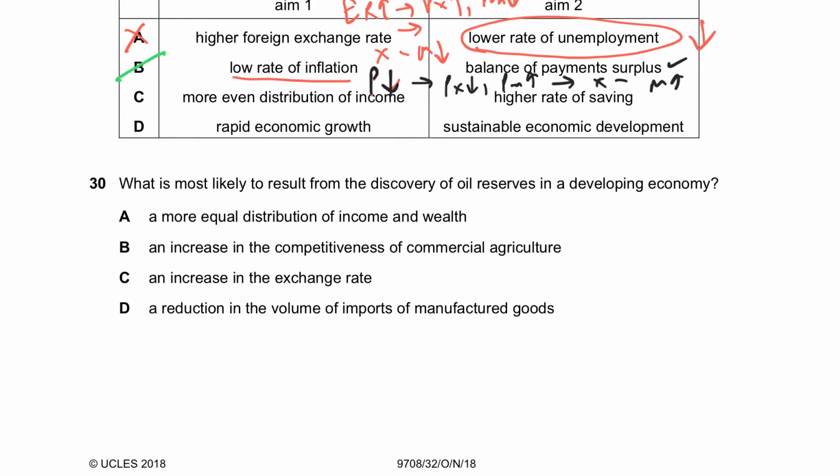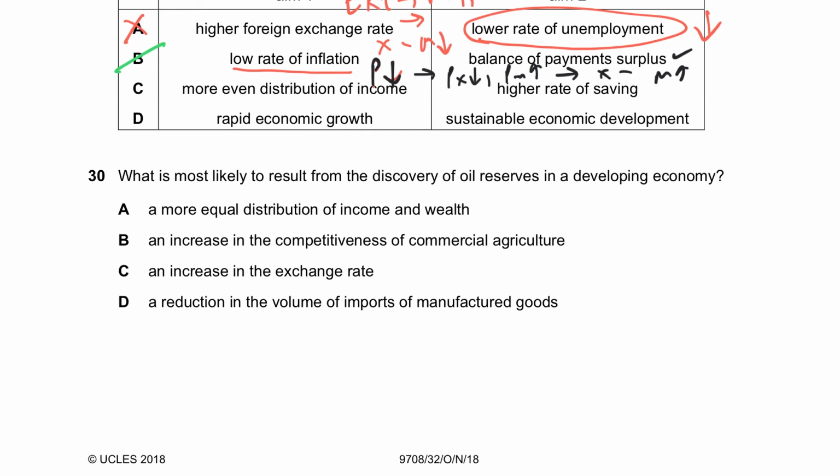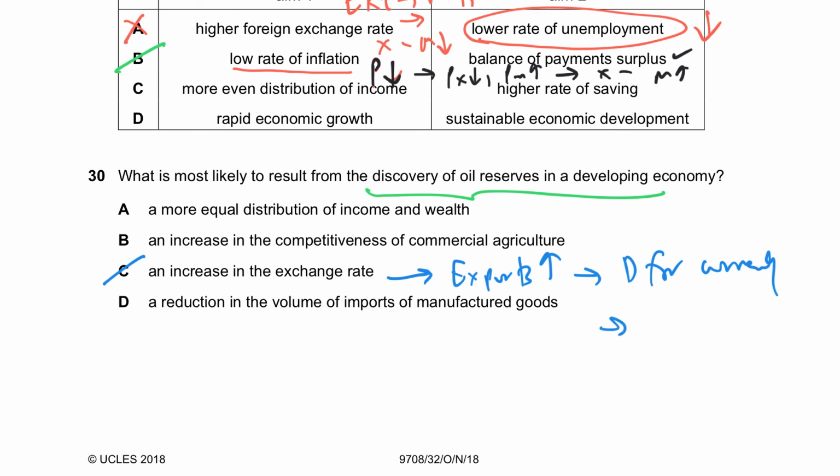In the last one, number 30, what is most likely to result from the discovery of oil reserves in a developing country? Well, if there is discovery of oil reserves in a developing country, something which Pakistan is hoping for, Imran Khan recently announced that there might be some oil coming very soon. Well, if that happens for Pakistan, there will definitely be an increase in exchange rate. Why is that so? Because when there is a discovery of oil reserves, our exports will go up. So our exports will rise, and that will mean demand for our currency will go up, and that means the exchange rate will go up. So the right answer here will be C.